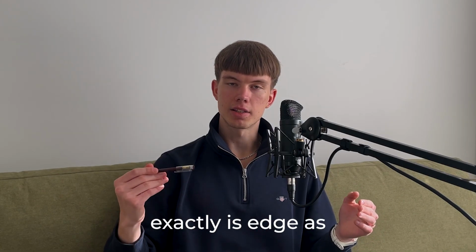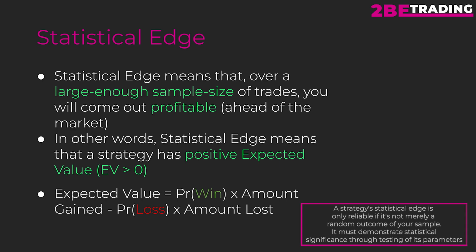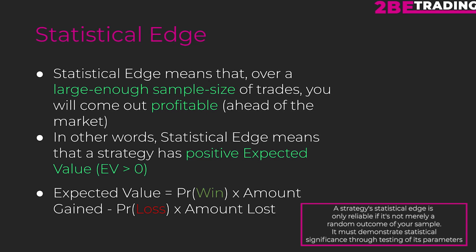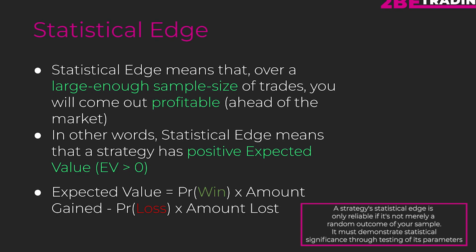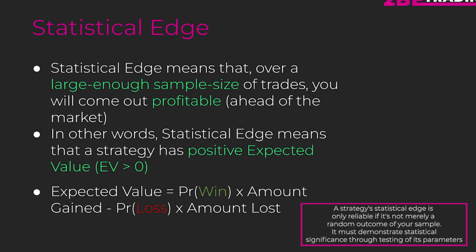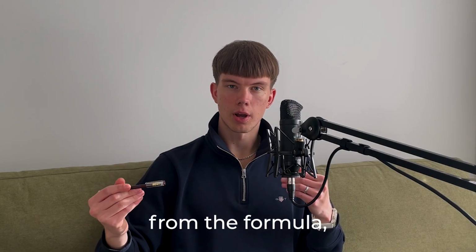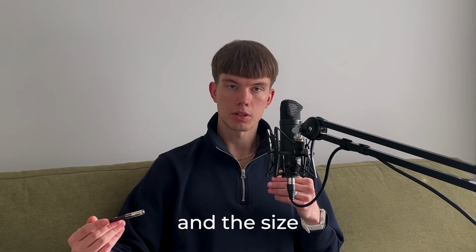So, what exactly is edge as we talk about it? Statistical edge means that over a large enough sample size of trades, you will come out profitable ahead of the market. In other words, statistical edge means that the strategy has positive expected value, EV greater than zero. And the formula is expected value equals your win rate times amount gained minus your loss rate times amount lost. So, as you can see from the formula, you also need to consider your win rate, the size of your wins, and the size of your losses.